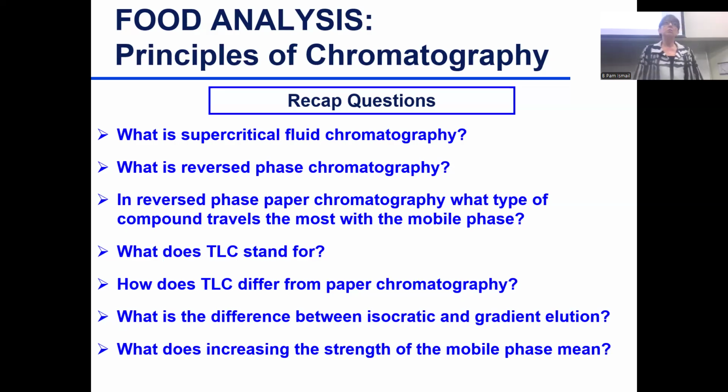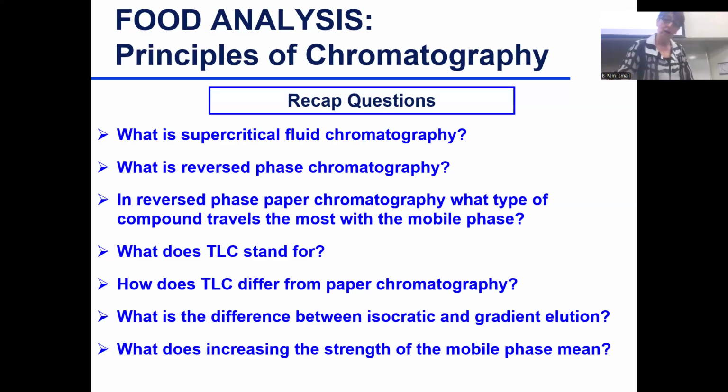So, like I said last time, when you're studying, just make sure you go back to these recap questions and be able to answer them. Look at the quiz questions from last year. Look at the student learning outcome documents with what you need to know about chromatography and other sections that you are studying.